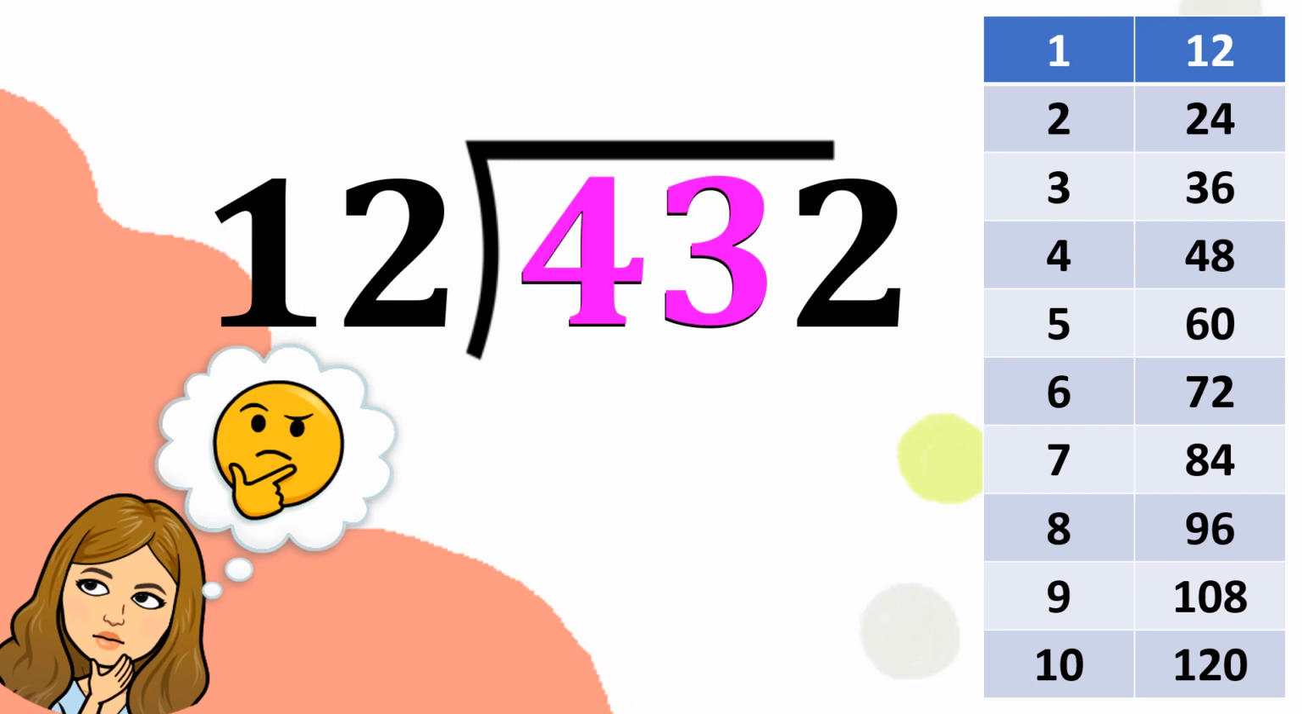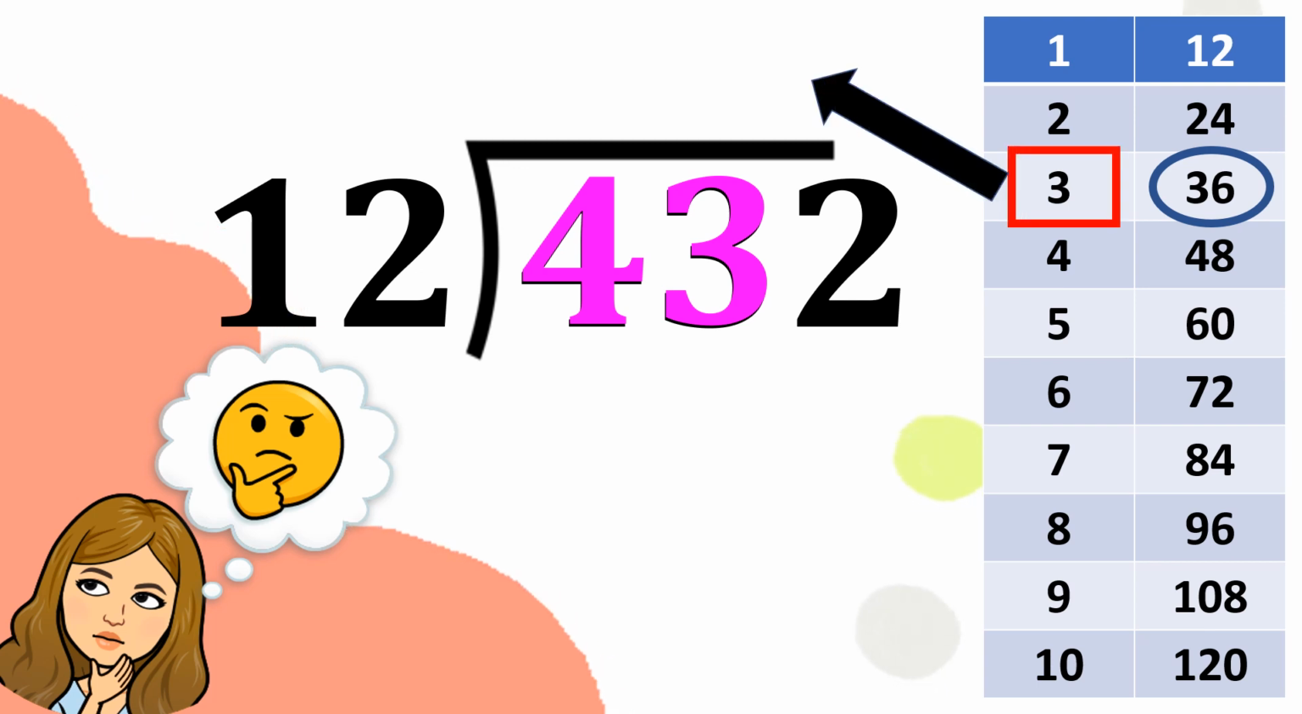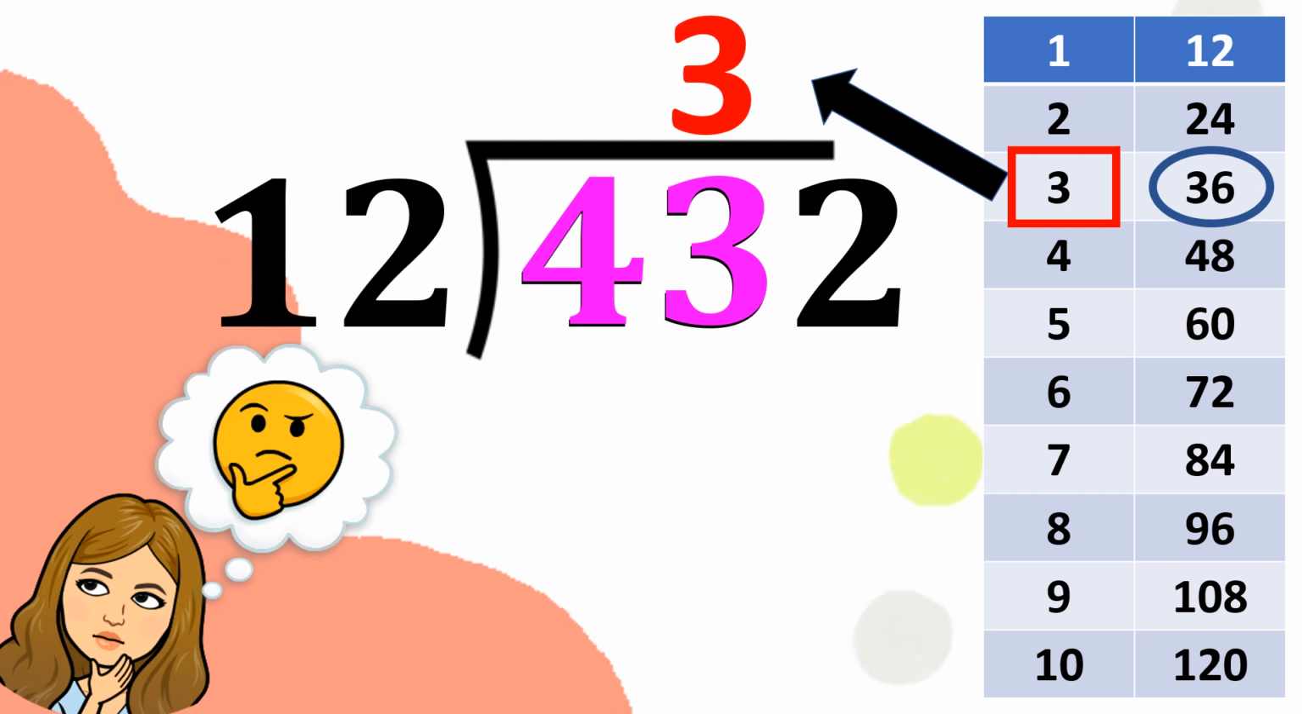So I have here a table of 12 because our divisor is 12. So we are going to find a number less than or equal to 43. Since in our table we don't have exactly 43, but we have less than 43. And what is that number? Very good, it's 36. So 36 divided by 12 is how many? It's 3. So we are going to place 3 in our quotient.